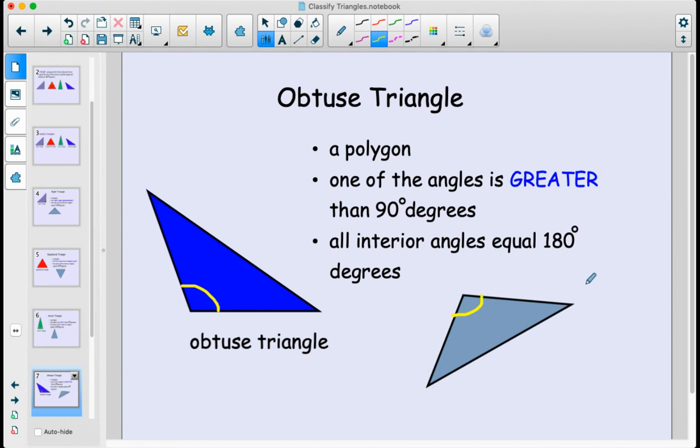All of the interior angles will always equal 180 degrees, but the obtuse triangle has that one angle that is greater than 90 degrees.